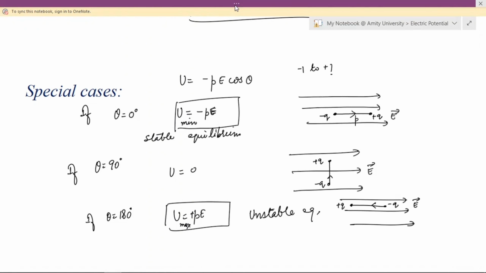Now in the next class we will discuss about electric flux and Gauss theorem.